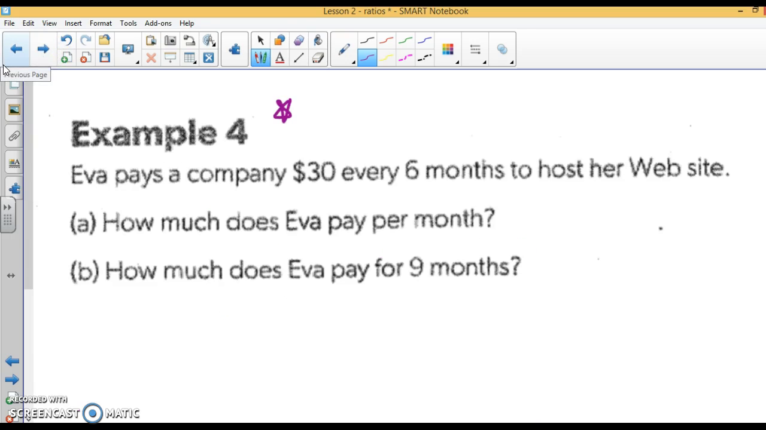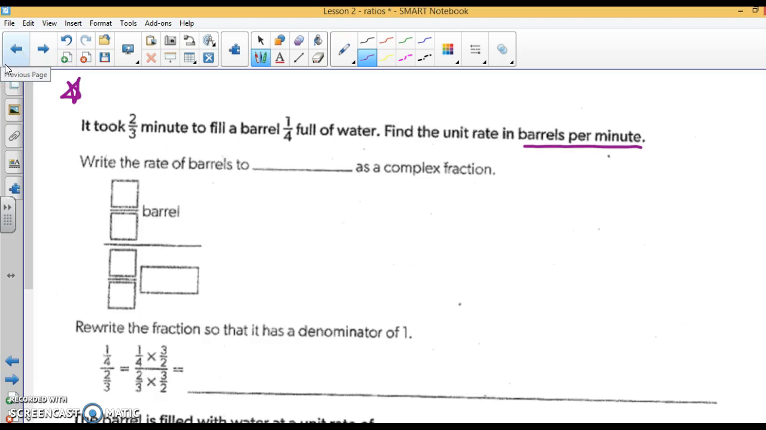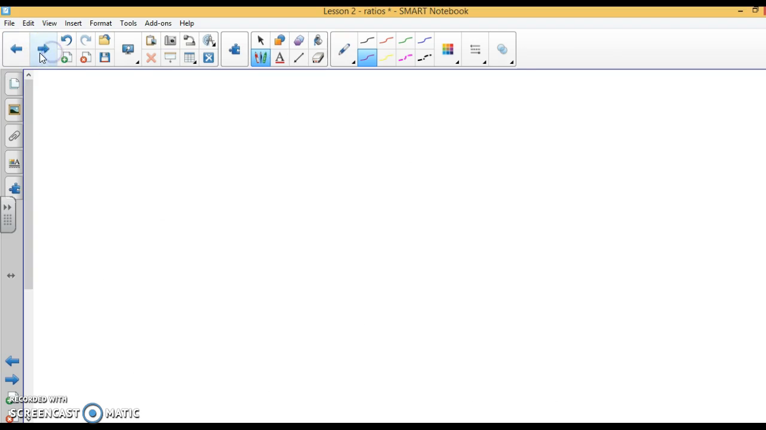Eva pays $30 every 6 months to host her website. So, how much does Eva pay every month? $30 for 6 months is $5 per month. And once you know she pays $5 per month, how much does she pay for 9 months? 5 times 9, $45 for 9 months. And once you find the unit rate, you can use it for everything else. All right, we're going to skip that one.